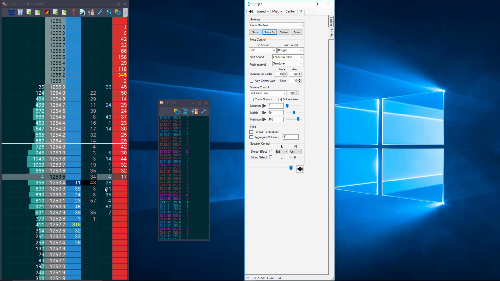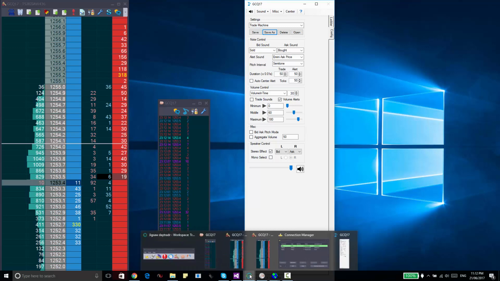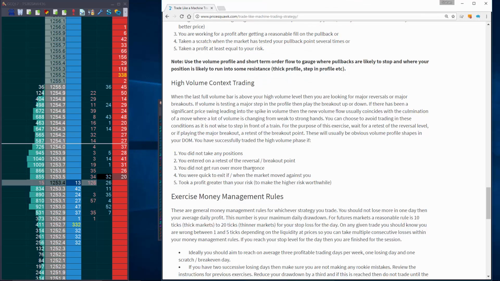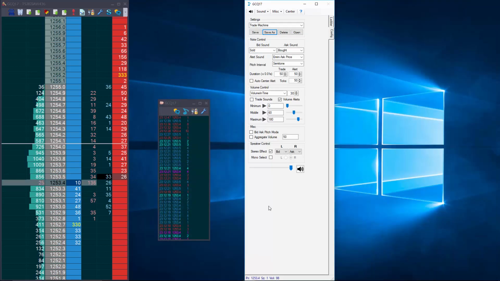Okay, so we're currently in a maximum volume context. According to our rules, we don't even have to trade a maximum volume context. So we're successful trading a high volume context, even if we don't take any trades. But if you do place trades, then we're looking at major reversals and major breakouts. I'll leave that more for an actual trading drill demonstration.